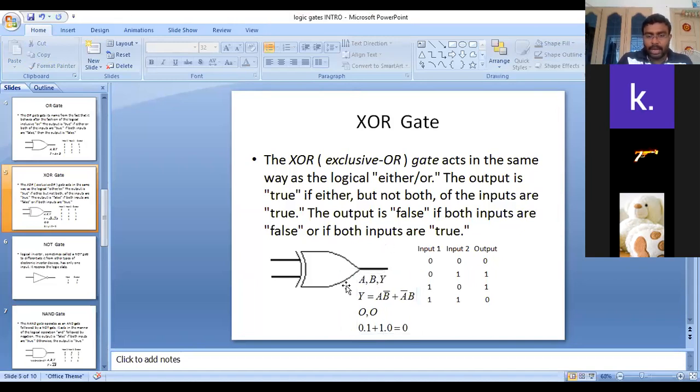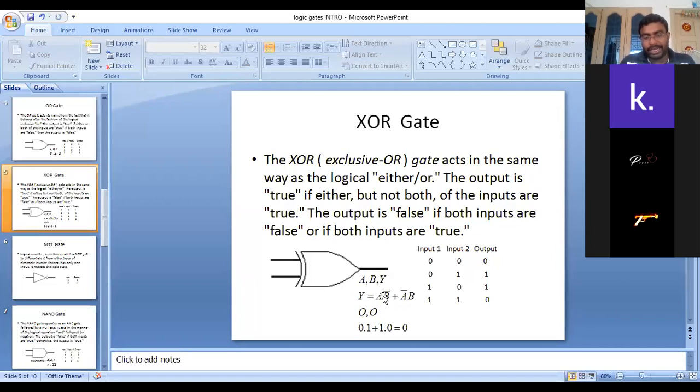Guys, look here. I have shown you the logic symbol of the XOR gate, and let me go for the logical expression. Y is equal to A B bar plus A bar B. If I use this logic symbol with inputs A and B, your output will be written like A into B bar plus A bar into B. This is the logical expression of the XOR gate. Tell me guys, what is the logical expression of the XOR gate? Y is equal to A bar B plus A B bar is the logical expression.